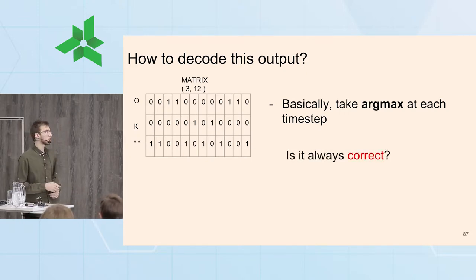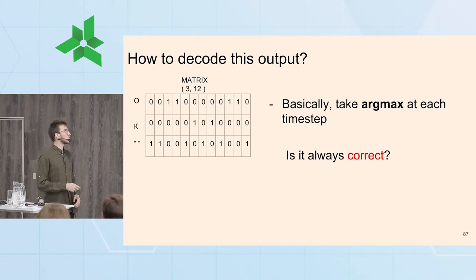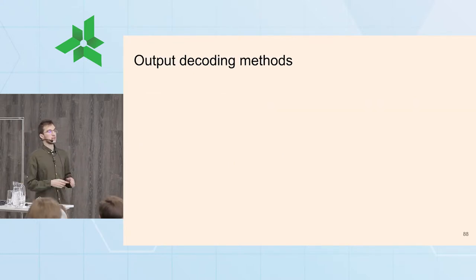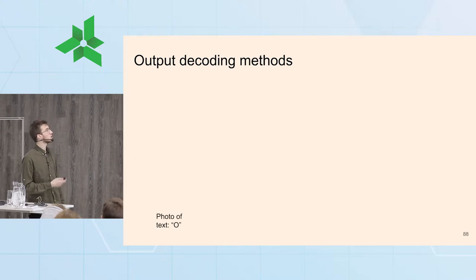Okay, let's go on. At this step, we know this procedure, and we repeat it for every single photo in our dataset. Let's imagine that we have already trained our network using this procedure. And how do we decode this output? We have our output matrix and we need somehow to decode it.